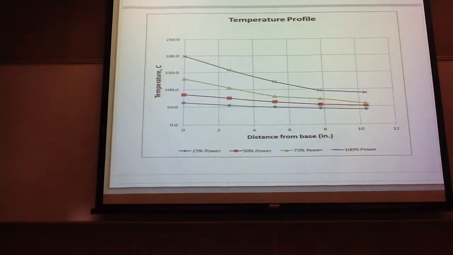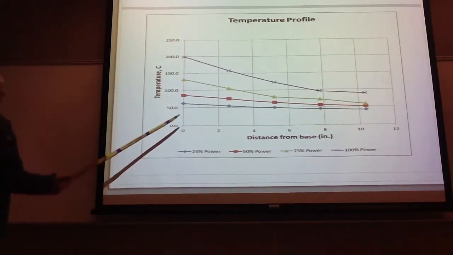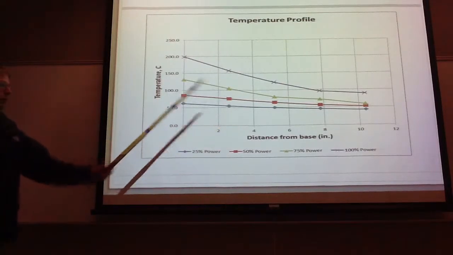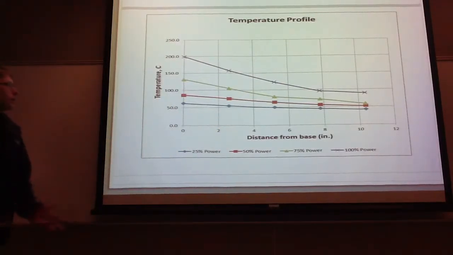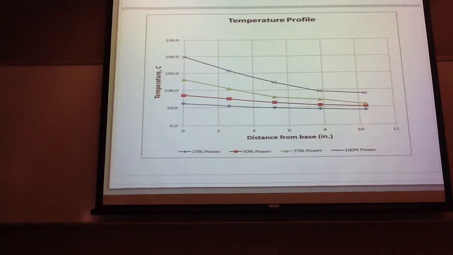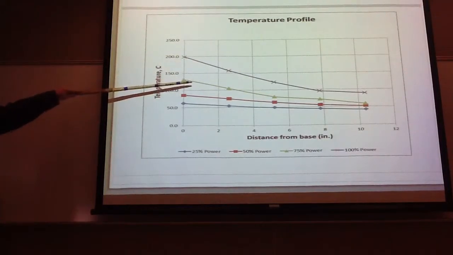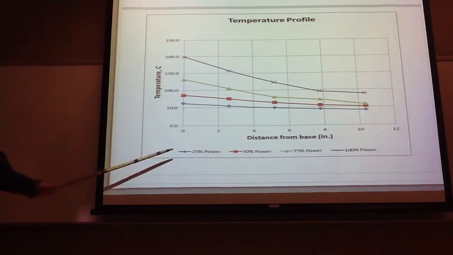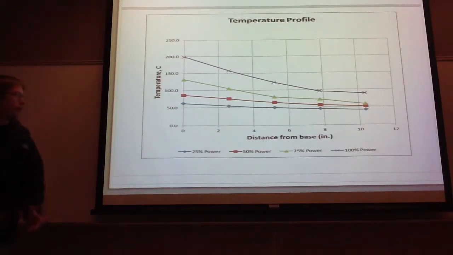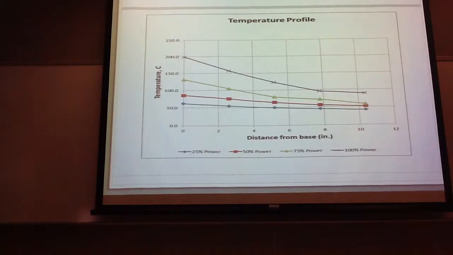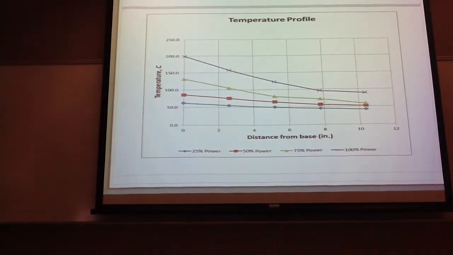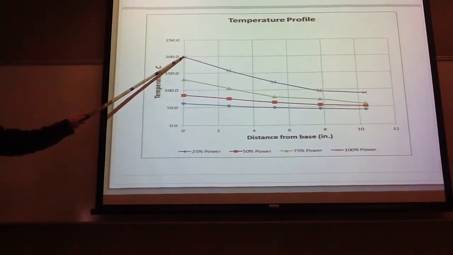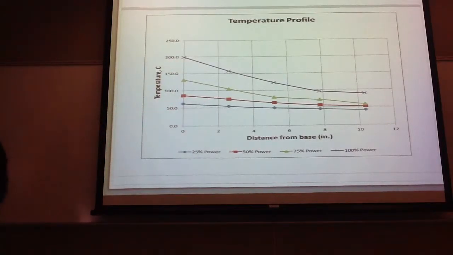This is the results, or a temperature profile, and as you can see, the farther out you go from the base, the lower the temperature. And these lines are different power settings that the soldering iron was on, and it ranges from 25% power to 100% power. And as the power increases, the difference between the base and the tip is more dramatic.